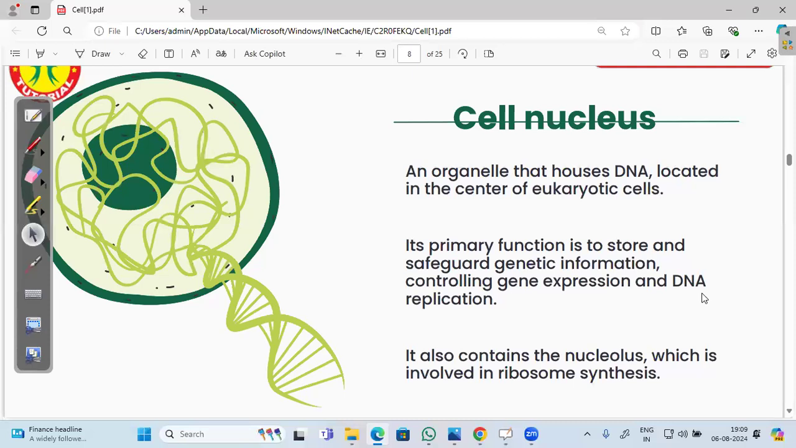It also contains the nucleolus, which is involved in ribosome synthesis. The nucleolus is again a dense matter present inside the nucleus, and it is involved in the formation of ribosomes, which are also called the protein factories.